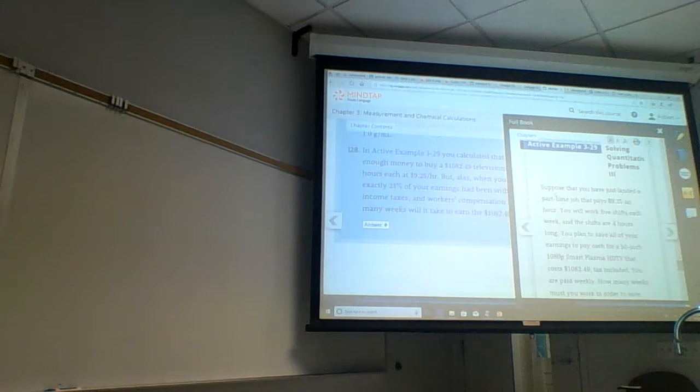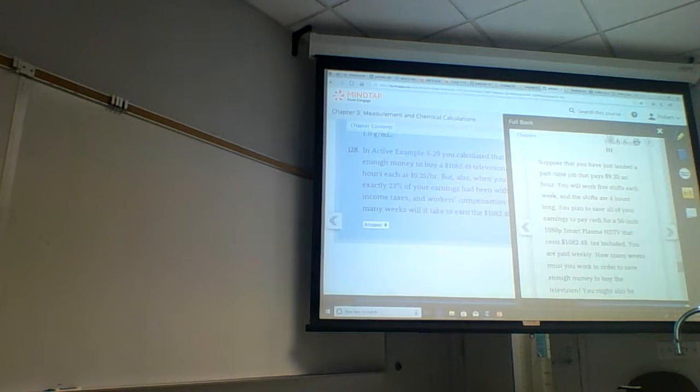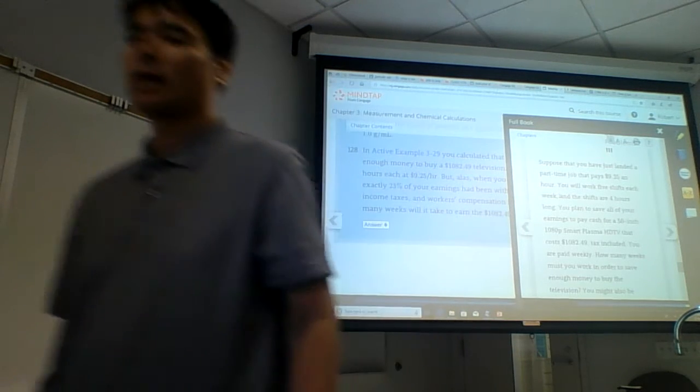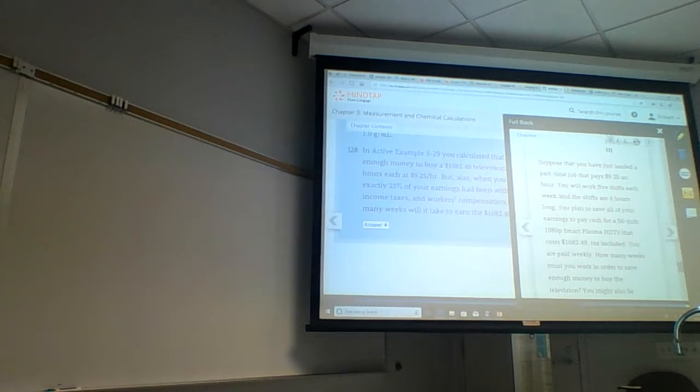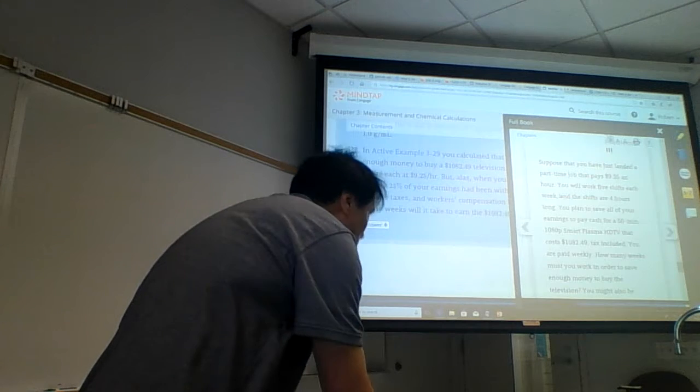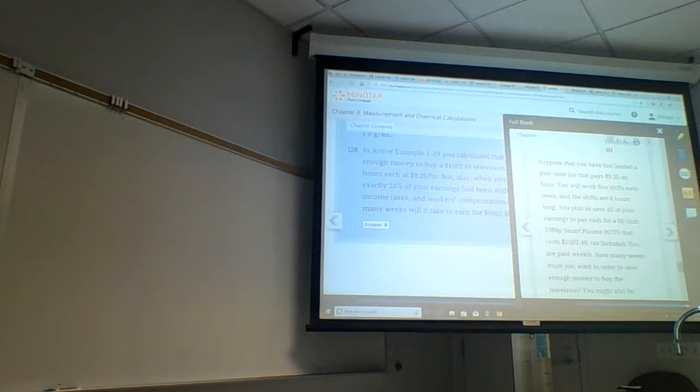Active example 3-29. This is dimensional analysis. Suppose you have just landed a part-time job that pays $9.25 per hour. And so the first thing we do, when we look at dimensional analysis, or any problem for that matter, is to figure out the conversion factors. So here, the first conversion factor that we're going to get is $9.25 per hour.